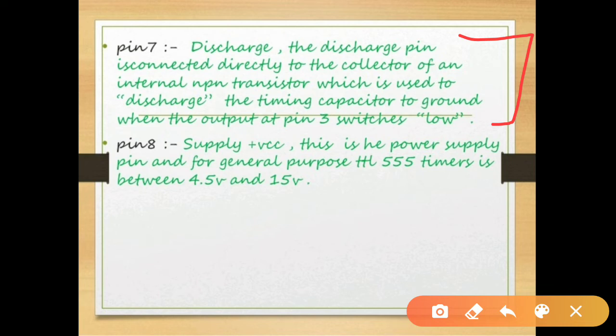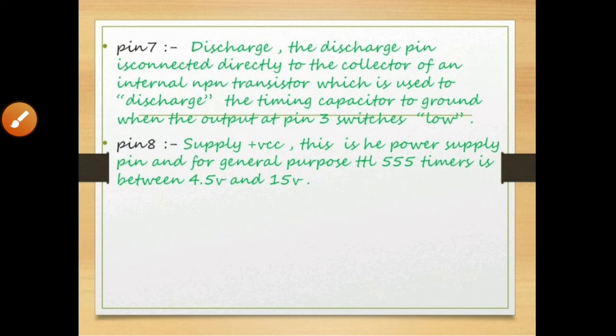So pin number 8, it is once again the supply pin. So plus VCC, this is the power supply pin for general purpose 555 timers. The supply range is from 4.5 volts to 15 volts. And the supply requirements of a general purpose 555, it may be NE 555 or SE 555, the supply ranges from 4.5 volts to 15 volts, okay. That is the supply requirement of this particular pin.